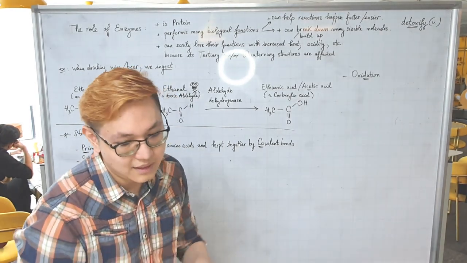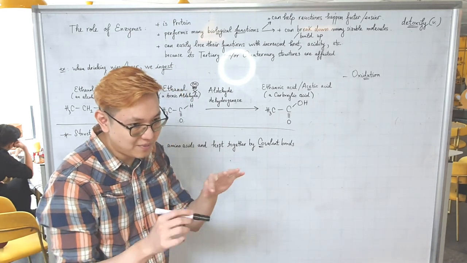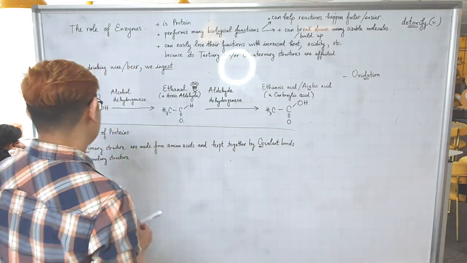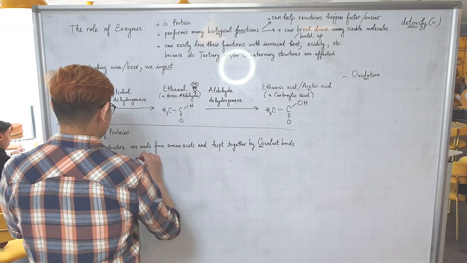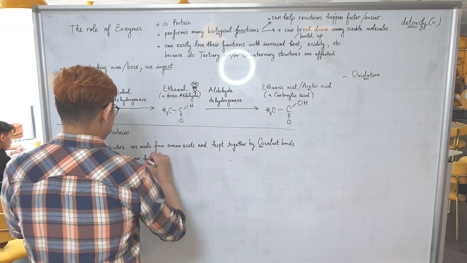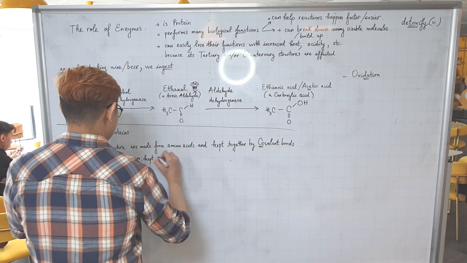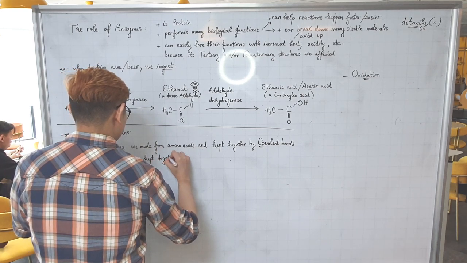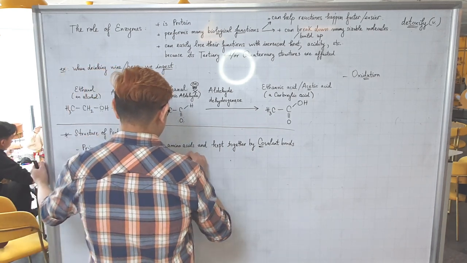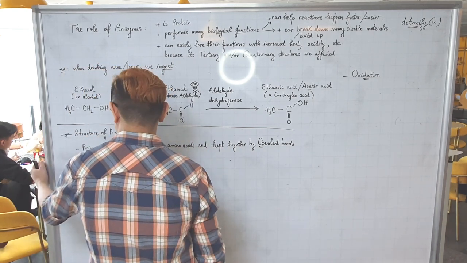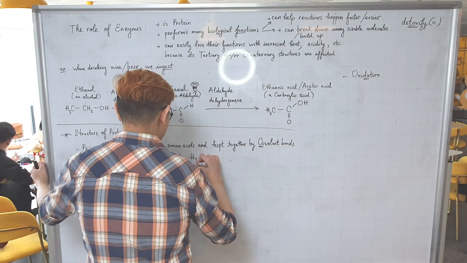Hydrogen bonds and dipole-dipole interaction. The secondary structures are kept together by hydrogen bonds.